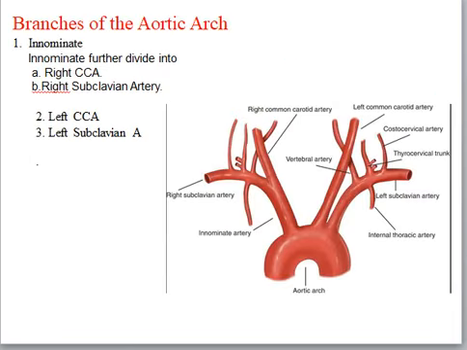Now coming on to the branches of the aortic arch. Branches of the arch of aorta, the main blood vessel that originates from the left ventricle. Branches are number 1, innominate artery. Innominate artery further divides into right common carotid artery and right subclavian artery. Other branches of the aortic arch are left common carotid artery and left subclavian artery.